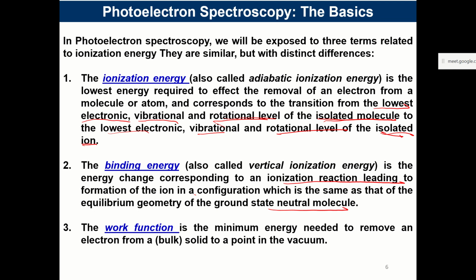And the work function is the minimum energy needed to remove an electron from a solid to a point in the vacuum. As I told you, if you have a metal surface, a solid kept in a vacuum, then the energy required to take away the electron from the surface to any point in the vacuum is the work function. So these are three similar sounding things, but slightly different. So similar but different. This is the point of difference that I would like you to know.